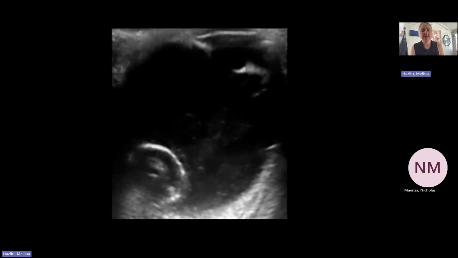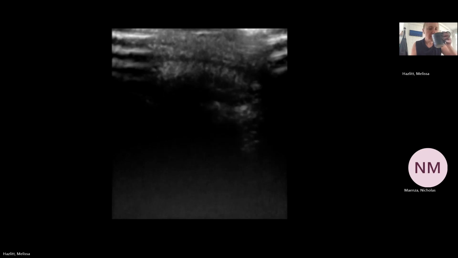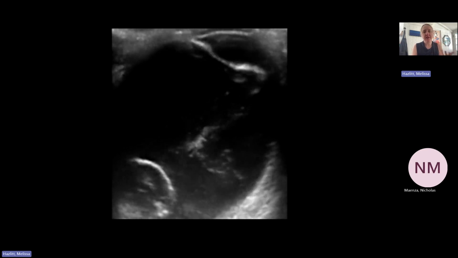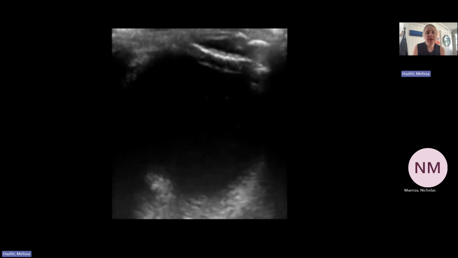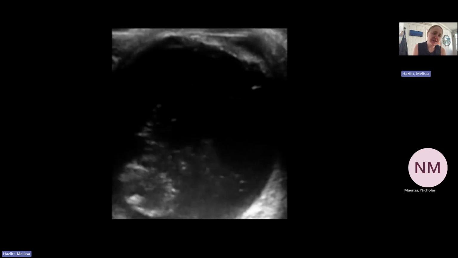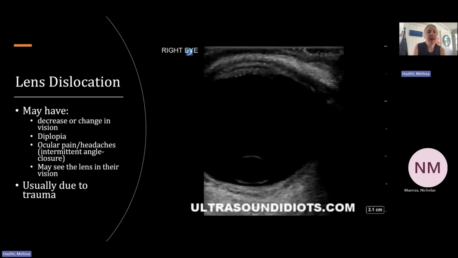Okay, what are we seeing here? A lens dislocation. Yep, and this is great. You can definitely see lens dislocations with this, where if it's a complete dislocation, you get that Cheerio that exists in the posterior chamber.